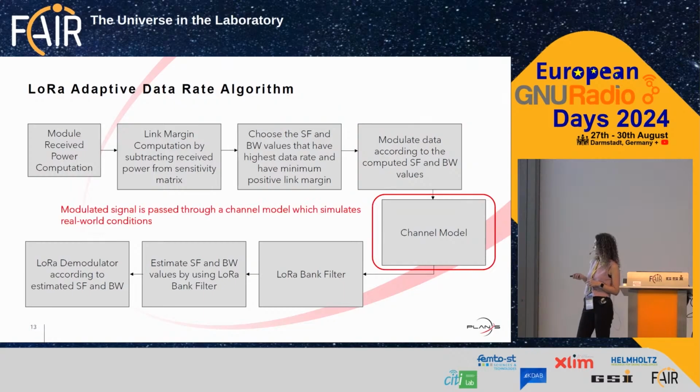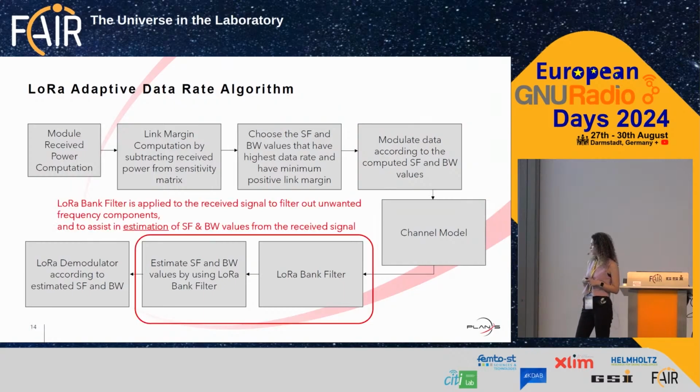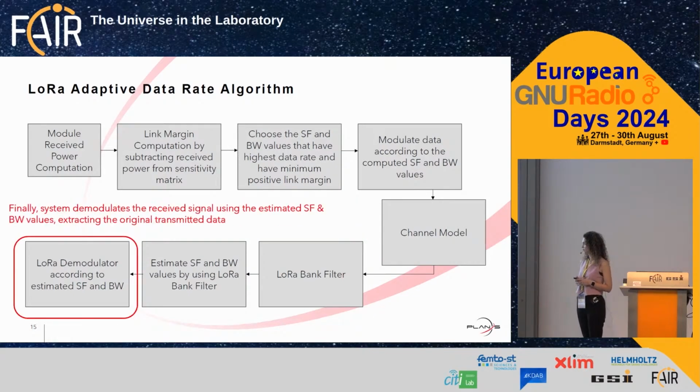And again, the channel modeling. Then at the receiver side, the LoRa filter bank is applied to the received signal to filter out the unwanted frequency components. And besides, the key point is to assist in estimation of SF and bandwidth values from the received signal. Then finally, the system demodulates the received signal using the estimated SF and bandwidth values, extracting the original transmitted data.